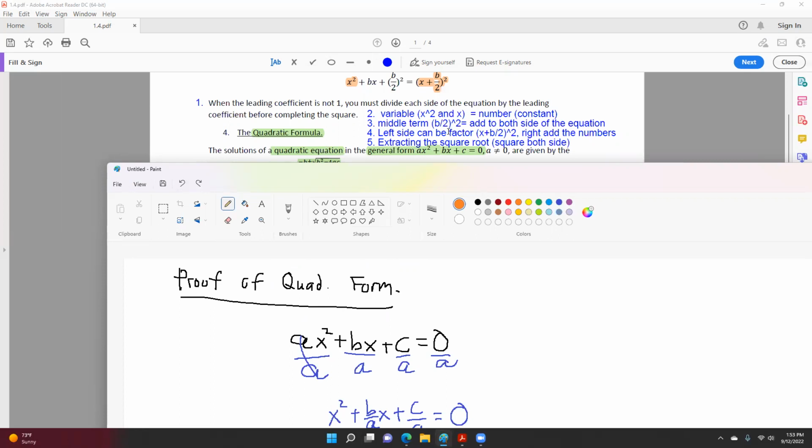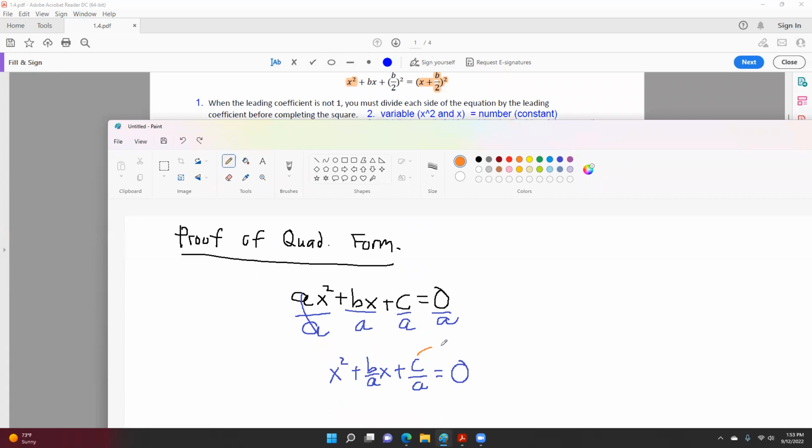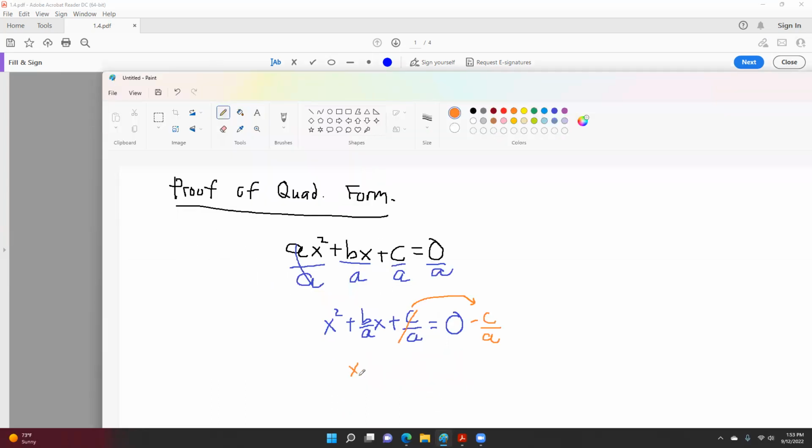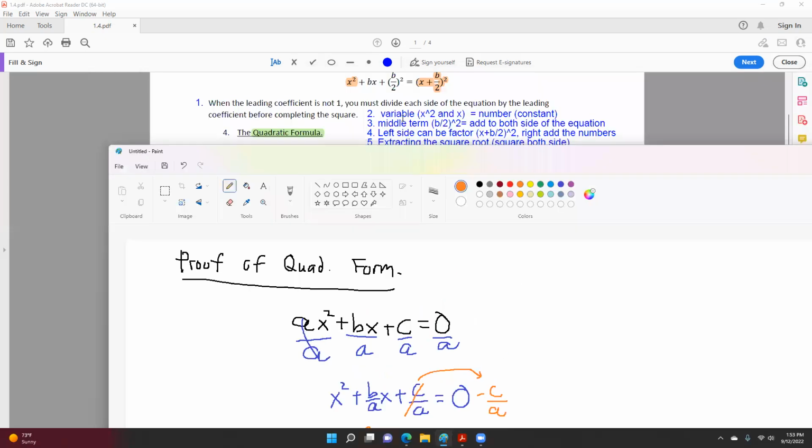Next is to separate your variables and your numbers. We move this to the other side, so I subtract c over a. I keep x squared plus b over a x, so my variables are on one side. 0 minus c over a gives negative c over a. That's the second step, where we separate the variables from the numbers.